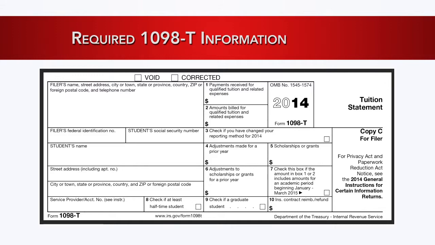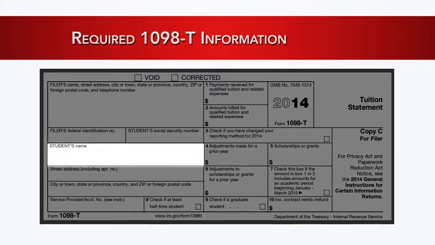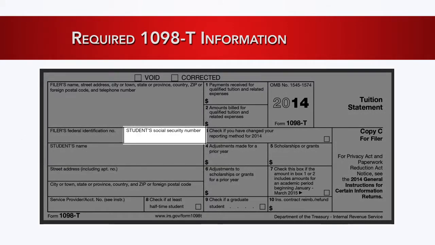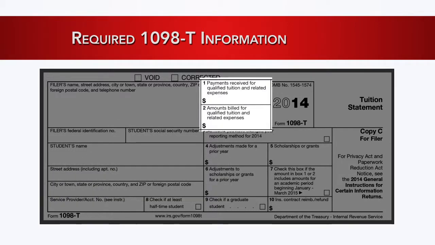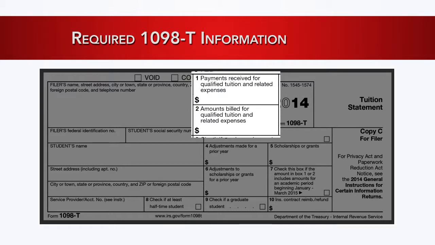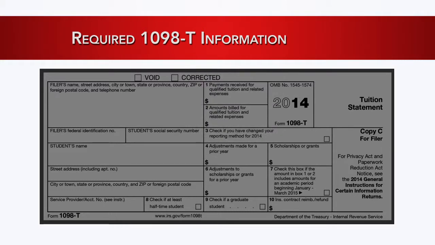Form 1098-T requires the school to provide the student's name, taxpayer identification number or TIN, address, the total dollar amount of payments made or billed to the student for qualified tuition and related expenses for the calendar year, along with the total amount of any grant aid or scholarships received within that calendar year.